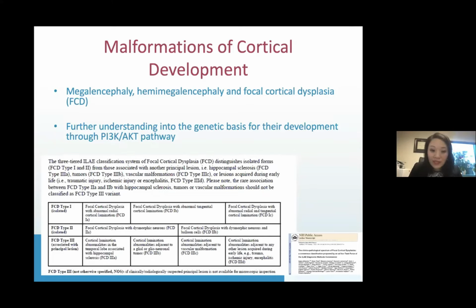Focal cortical dysplasia type 2 is associated with dysmorphic neurons. In the case of 2A, they're FCD with dysplastic neurons. In the case of 2B, they're dysplastic neurons with balloon cells. And lastly, focal cortical dysplasia type 3 is associated with another underlying lesion: hippocampal sclerosis in 3A, glial tumors in 3B, vascular malformations in 3C, and other abnormalities acquired early in life in 3D.